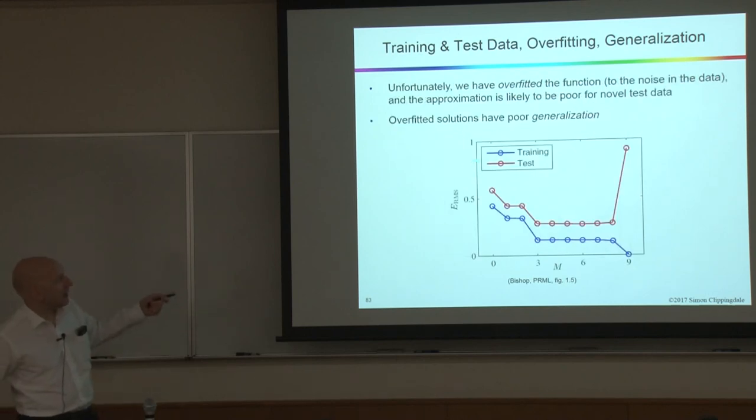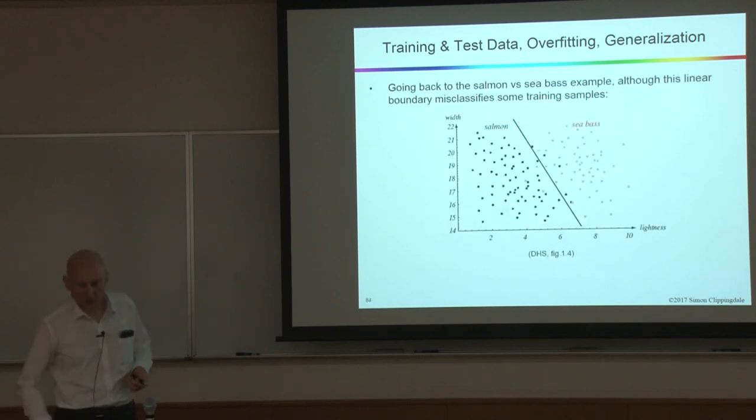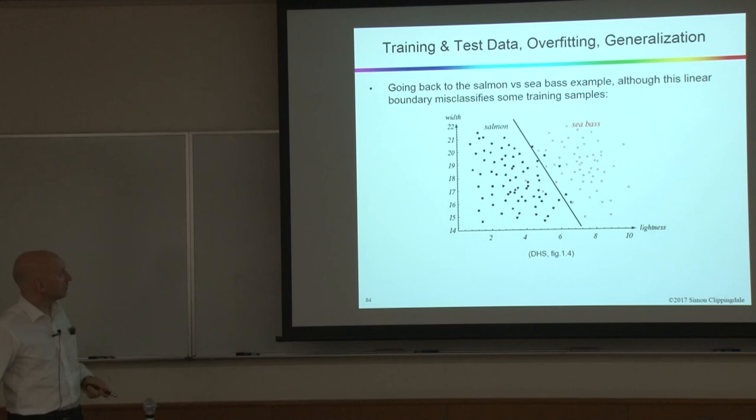This is what the error looks like as you increase the order of the polynomial. When we get up to here, the training error suddenly drops to zero because we've got enough points or enough order in the polynomial to fit all the data. But the error on a new test set jumps. And the way that's phrased is that overfitted solutions have poor generalization. So when new data arrives, it's unlikely that we're going to do very well with an overfitted solution.